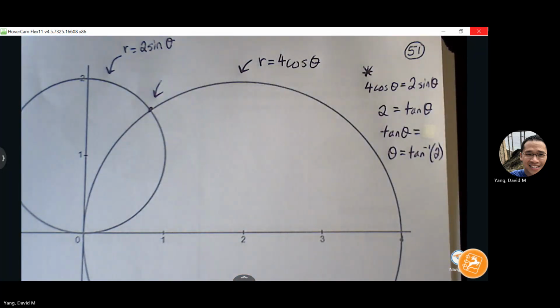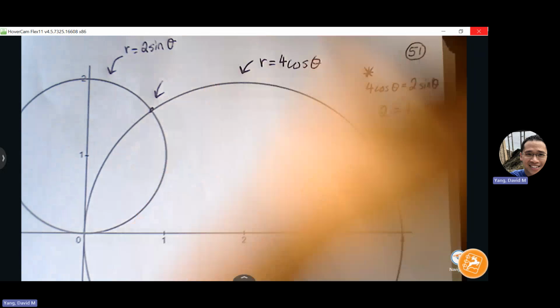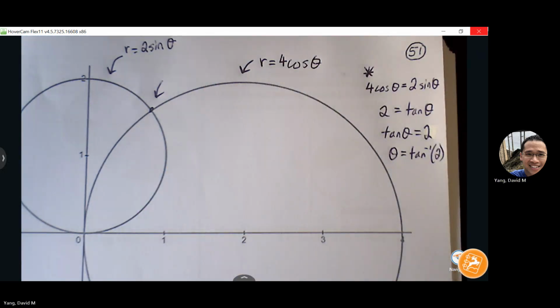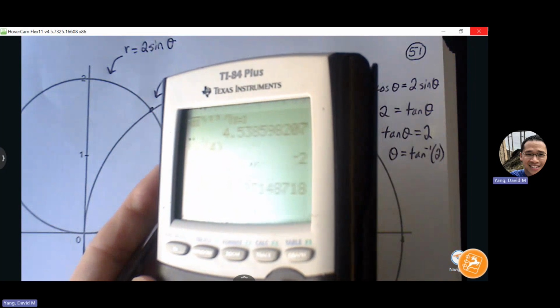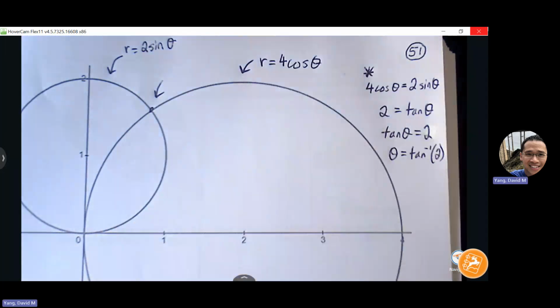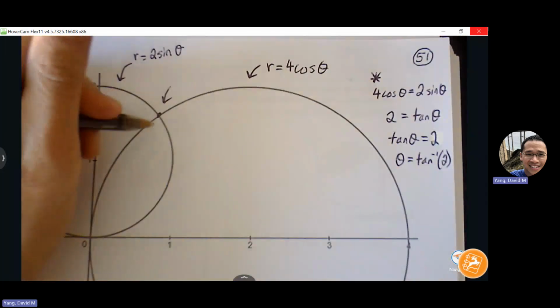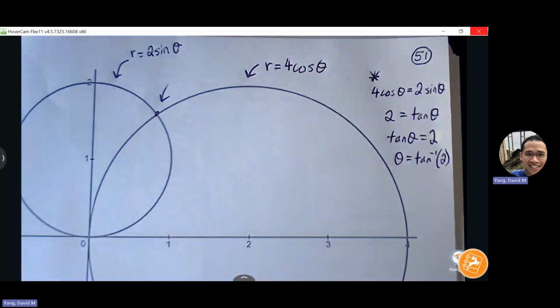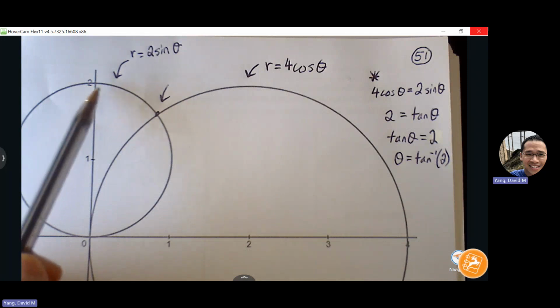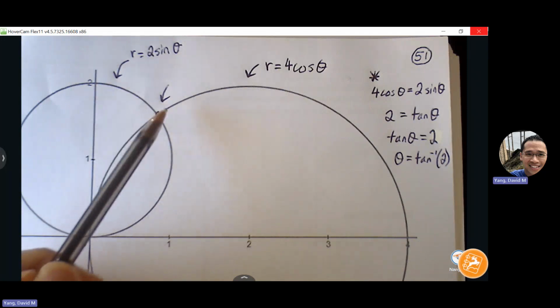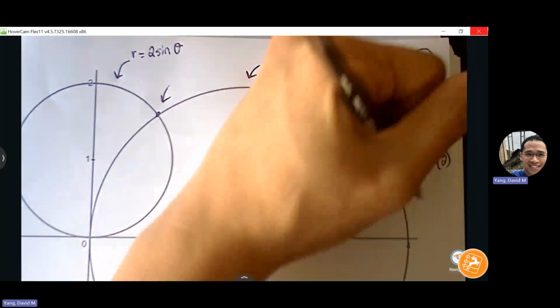So make sure you're in radian mode. Okay, did you guys get 1.107? So theta is 1.107. That's definitely the first quadrant because 1.107 is less than pi over 2. Pi over 2 is around 1.5. So you know that radian-wise, it's still in the first quadrant.